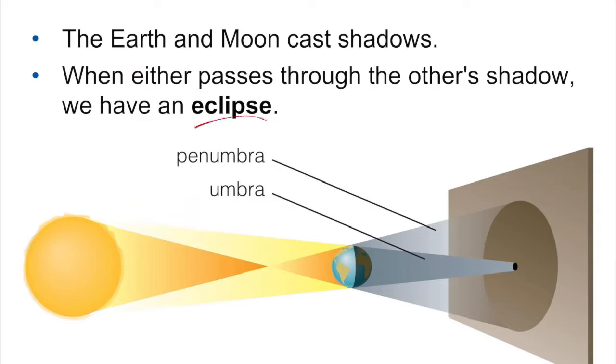Okay? There's no sun shadow. Sun is the light. Okay? So we can have the moon passing through our shadow, or we can pass through the moon's shadow. All right? Those are the two types of eclipses.